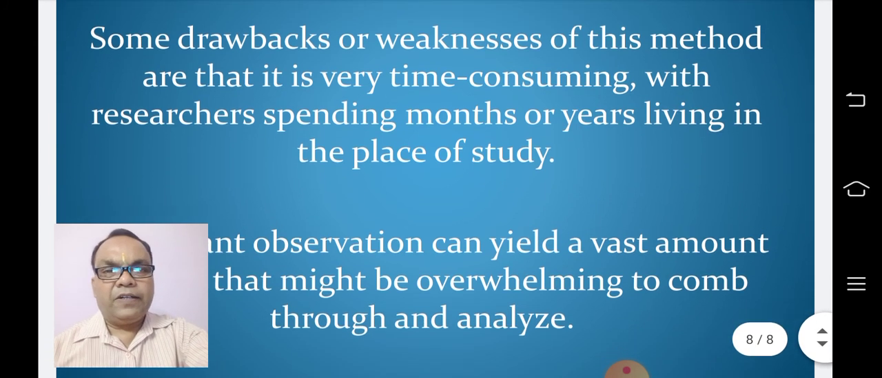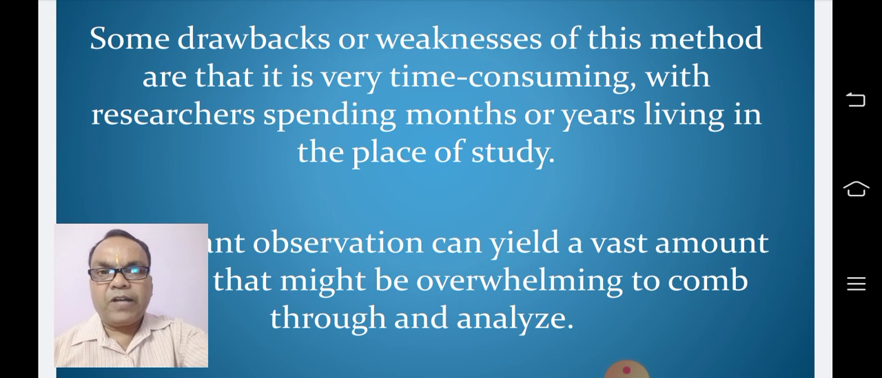However, it cannot be denied that participant observation also has certain demerits. Some drawbacks or weaknesses or demerits of participant observation method are that it is very time consuming. It may take 1 month, it may take 1 year, it may take 10 years to study the problem if the study maker makes participant observation. So it is time consuming, with researchers spending months or years living in the place of study.